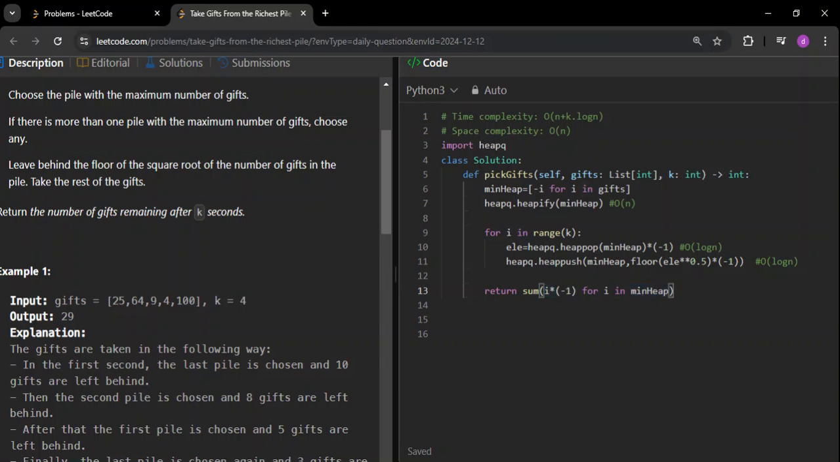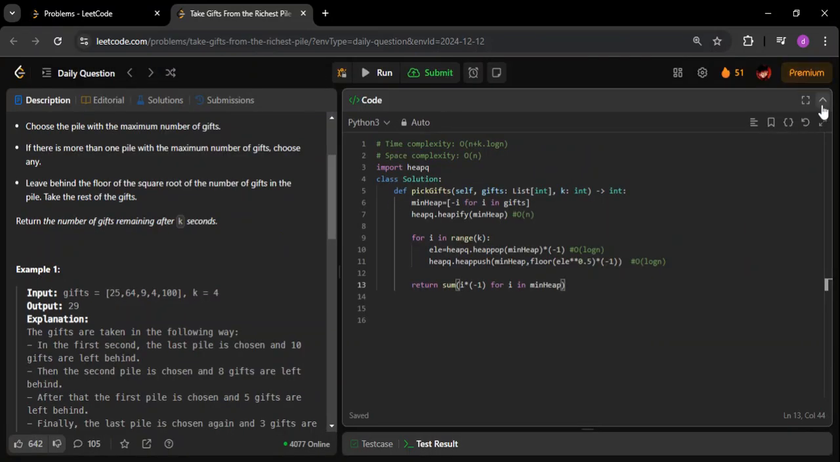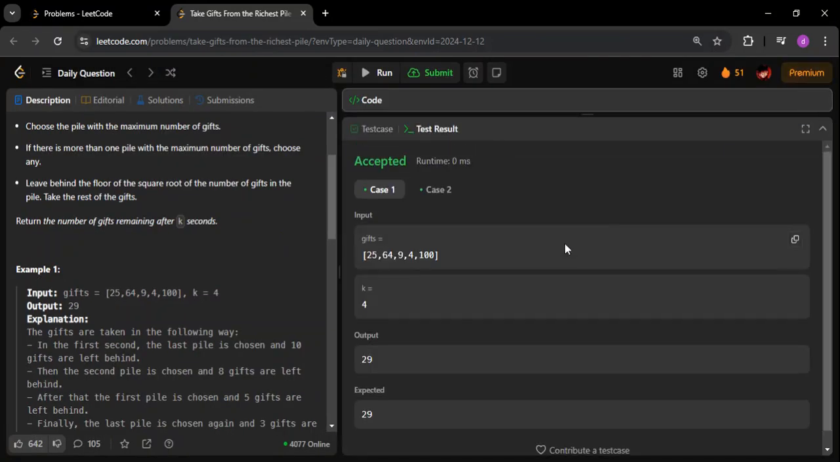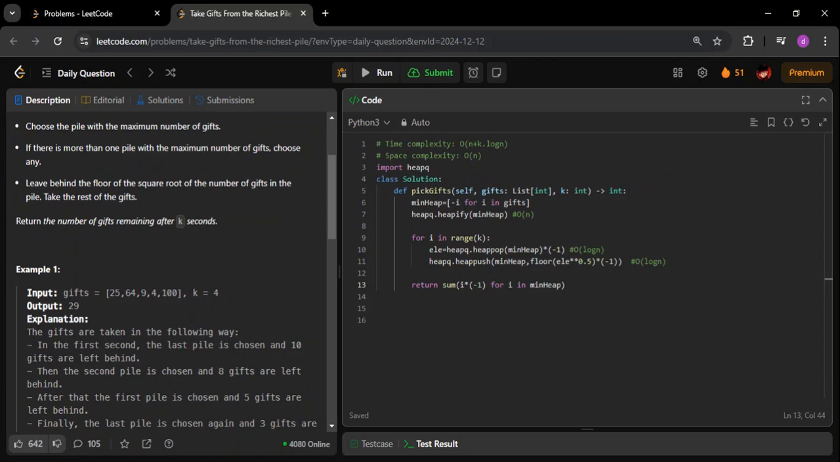Okay, let me quickly run this and show it to you. So as you can see, this is clearing all the test cases. I've already submitted this solution. This is the most optimal solution in this case, because this meets the exact requirement that we have. We are not doing anything more. We are not doing anything less.